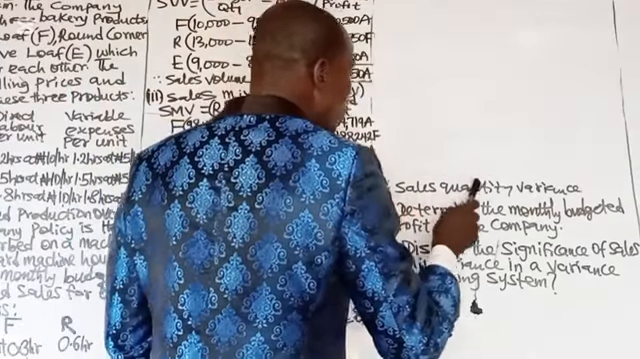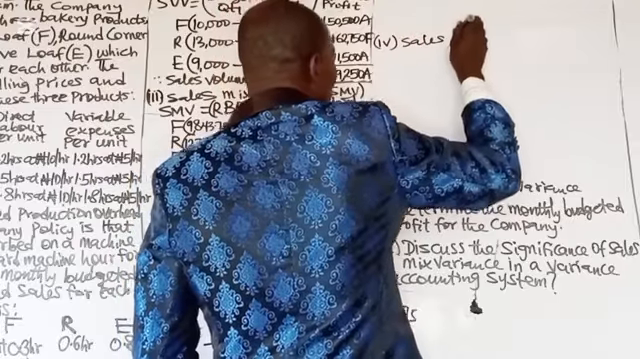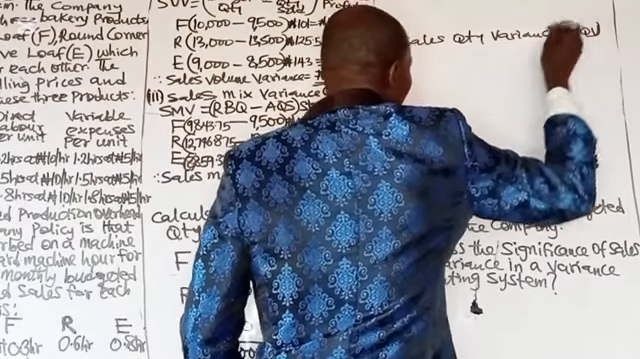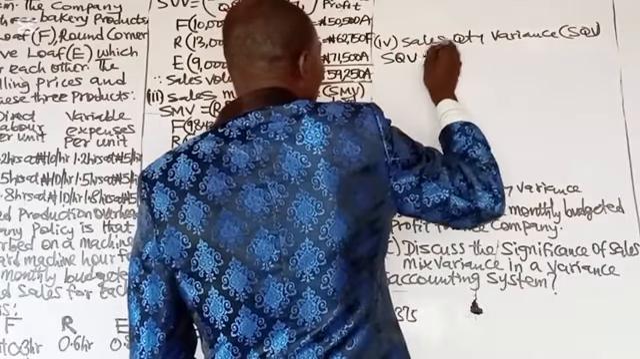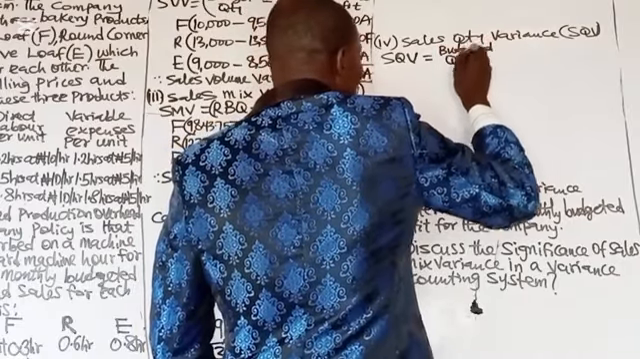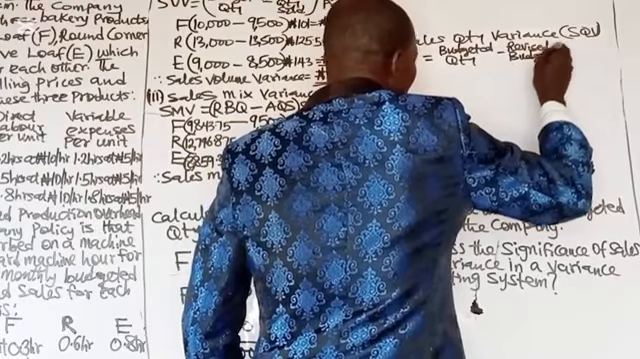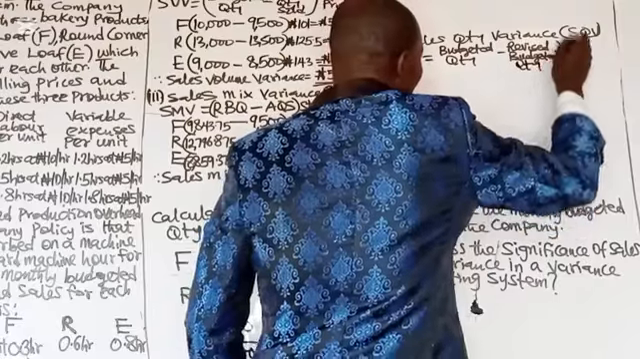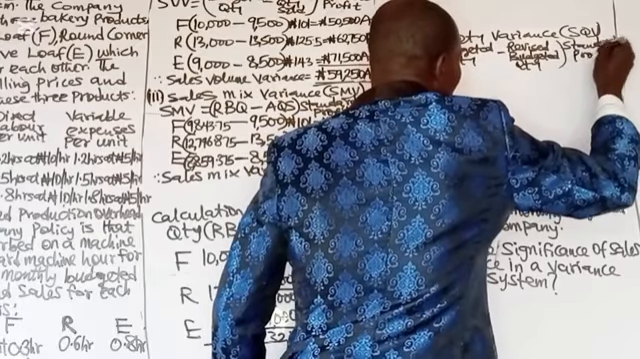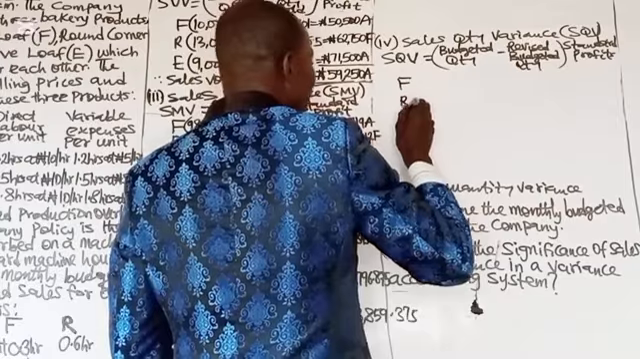Number 4, you have to calculate the sales quantity variance. Our sales quantity variance equals budgeted quantity minus revised budgeted quantity multiplied by the standard profit. Three products are given: F, R, and E.